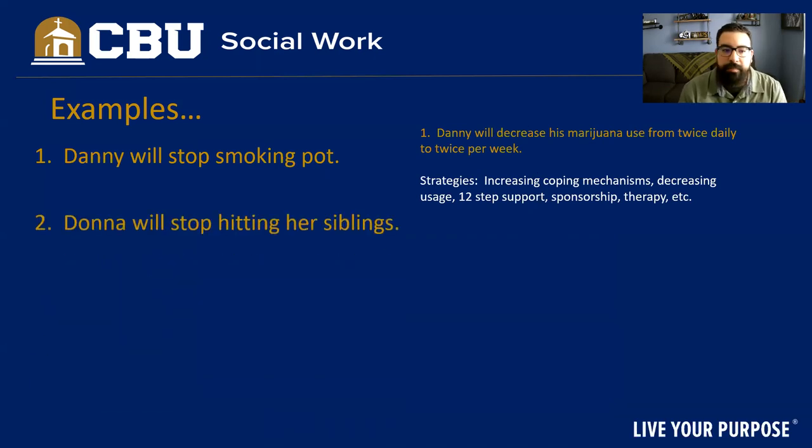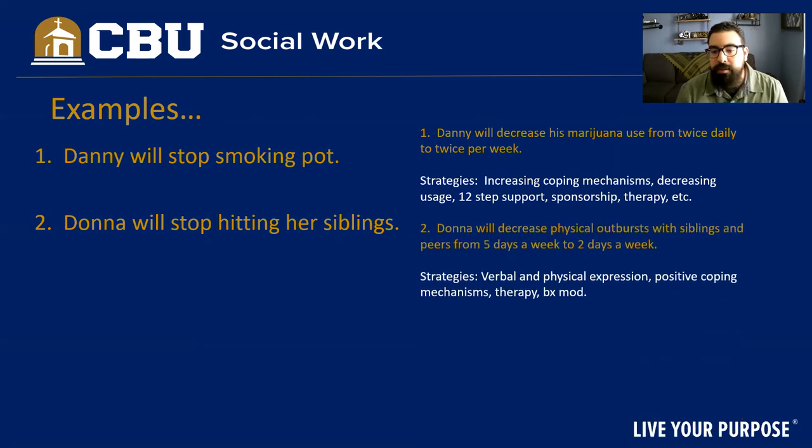Donna will stop hitting her siblings. Again, treatment goal. I've seen these on treatment plans. These won't pass an audit. These won't justify mental health services. We need to be more specific, utilizing frequency, duration, and intensity. So check this out. Donna will decrease physical outbursts with siblings and peers from 5 days a week to 2 days a week. In order to address these needs, some of the strategies on here could be verbal and physical expression, working on those things, positive coping mechanisms being established, therapy, or even behavioral modification. Sometimes we refer to that as behavioral mod.